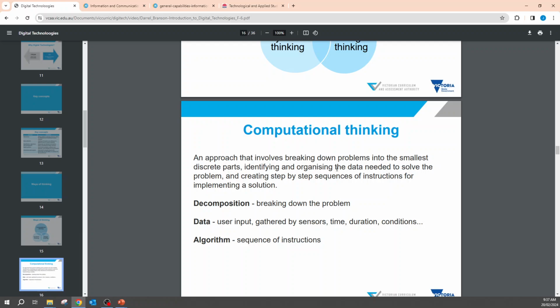So we have a process of decomposition, breaking things down into discrete parts, looking at that as data, user input, time, sensors, whatever data you like, and then looking at algorithms of patterns, sequences of instructions, basically, that we derive from seeing patterns within the data that we have.